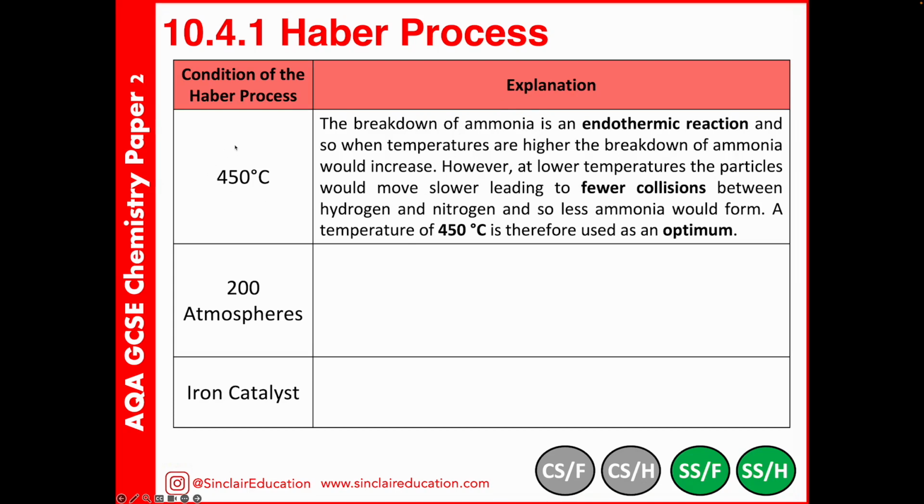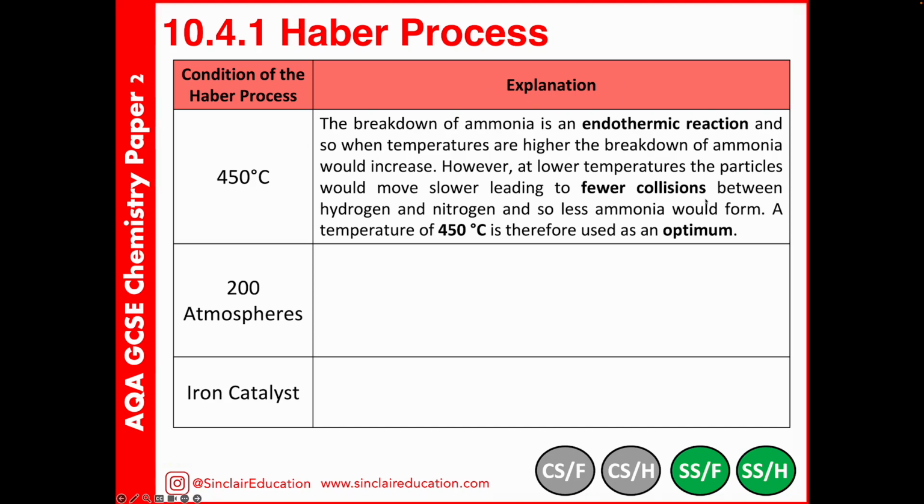But 450 degrees isn't exactly cool. If we actually put this at a low temperature, so ammonia doesn't break down again, the rate of reaction between hydrogen and nitrogen will be so slow it wouldn't be economically viable. And so the 450 degrees is taken as a compromise. Here, the particles have enough kinetic energy in collisions where the reaction happens fast enough, but it's not too hot that all the ammonia is then immediately breaking down. So we say this temperature of 450 is an optimum. We want the temperature low to prevent the breakdown of ammonia, but it can't be too low, otherwise the reaction just happens too slowly.